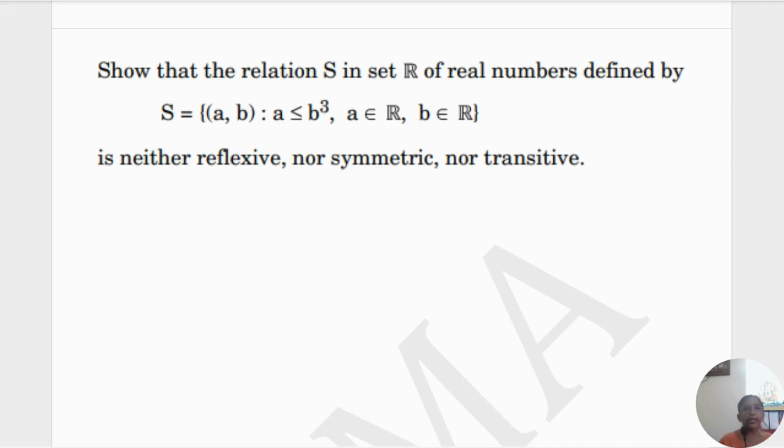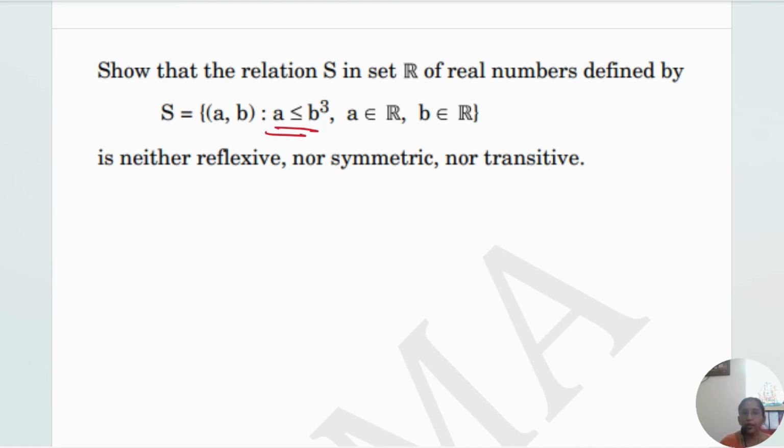Show that the relation S in the set R of real numbers, defined by S = {(a, b): a ≤ b³}, where both a and b belong to the real numbers, is neither reflexive, nor symmetric, nor transitive. So we will go with them one by one.